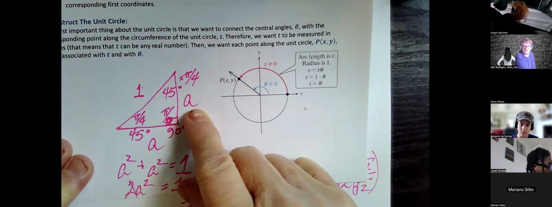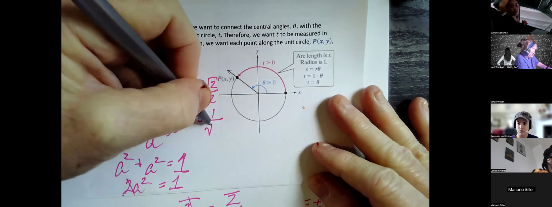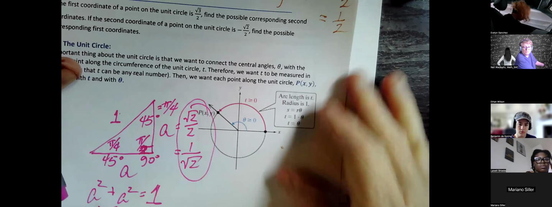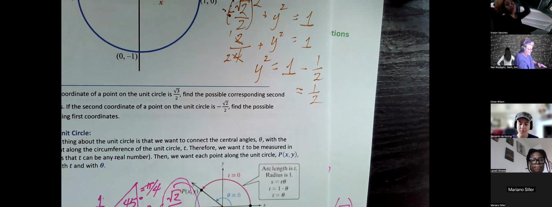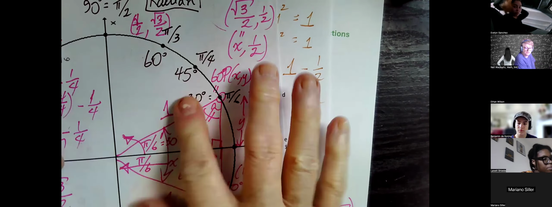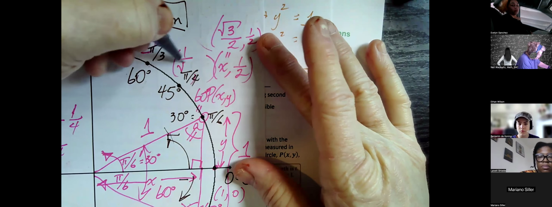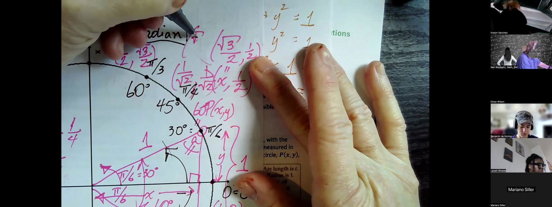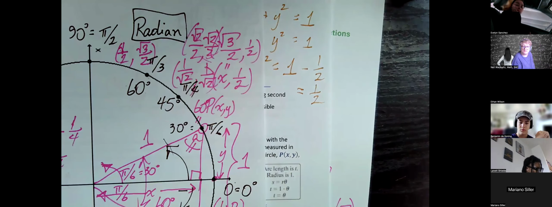And that means that both values of a in the first quadrant are square root of 2 over 2. And we're always going to think also 1 over square root of 2. So both coordinates of 45 degrees are the same. That's cool. They're both 1 over root 2, or they're both root 2 over 2. So again, symmetry.